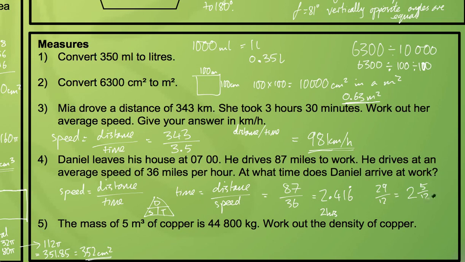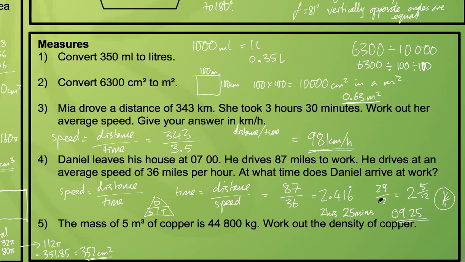If I think of 1 twelfth of an hour as 5 minutes, if you think of the clock face, because there are 12 parts of the clock face, every twelfth of an hour is 5 minutes, or 60 divided by 12 is 5. So 5 times 5 is 25 minutes. 2 hours 25 minutes is how long it takes to get to work. Add that to 0700, and that is 0925, 2 hours and 25 minutes later.